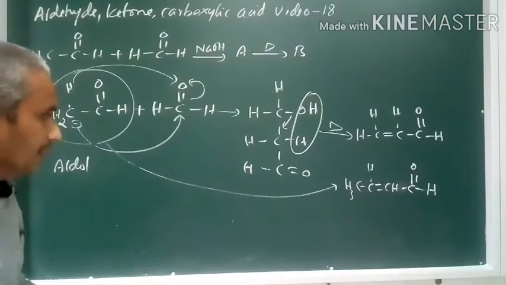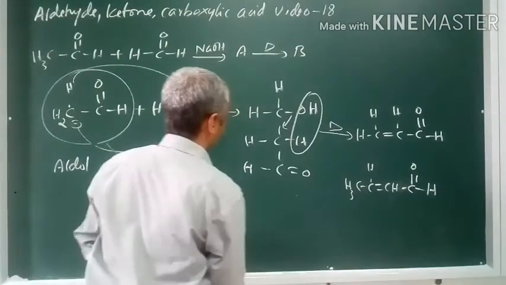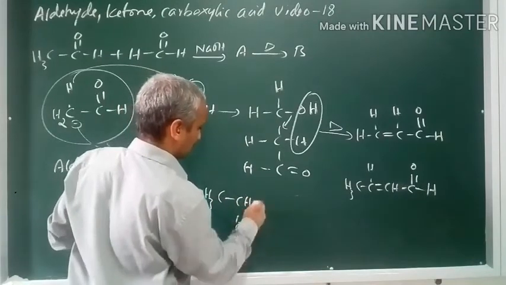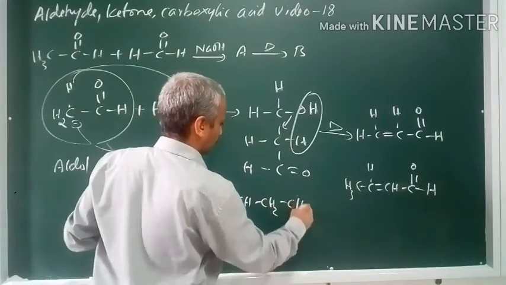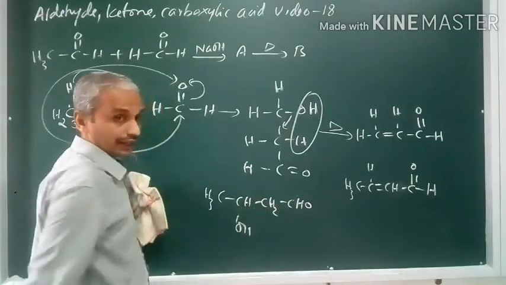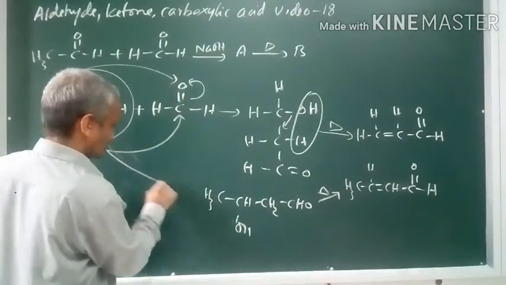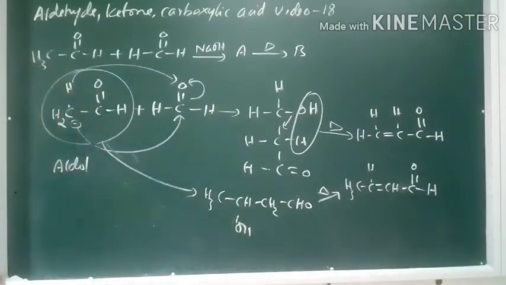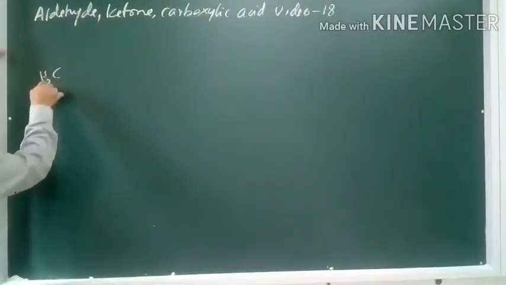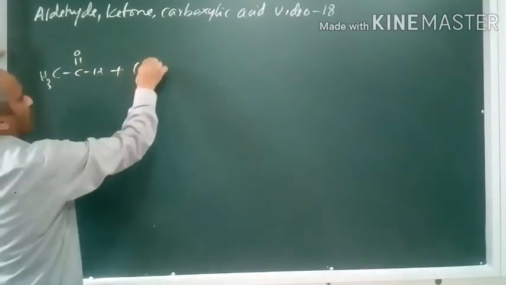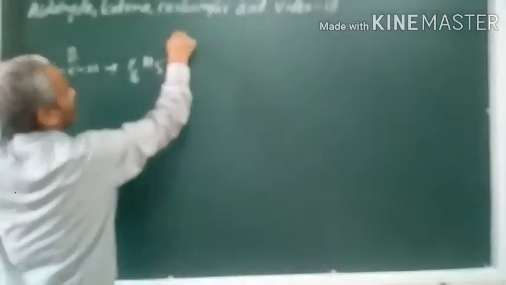Before that, what will happen then? This will give CH3 CHOH CH2 CHO also, a beta hydroxyaldehyde. This on heating, use this. CH3 CHO with C6H5CHO, benzaldehyde.